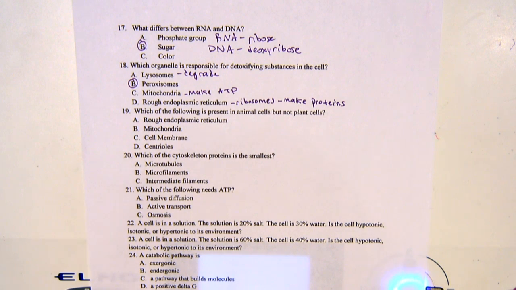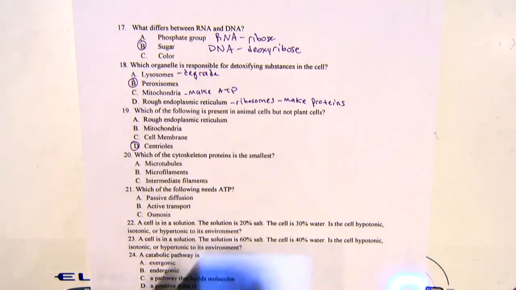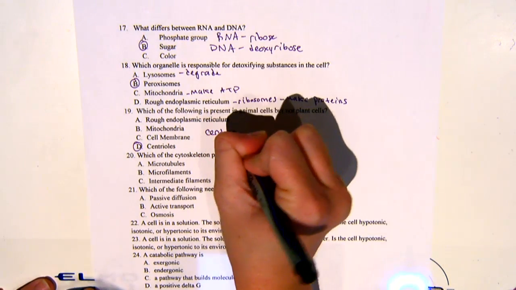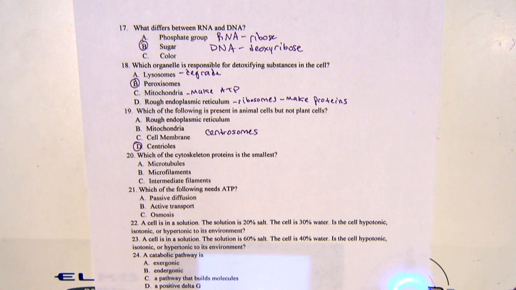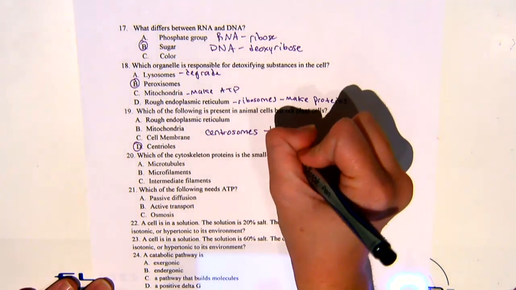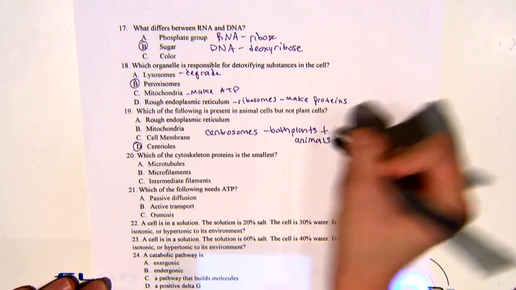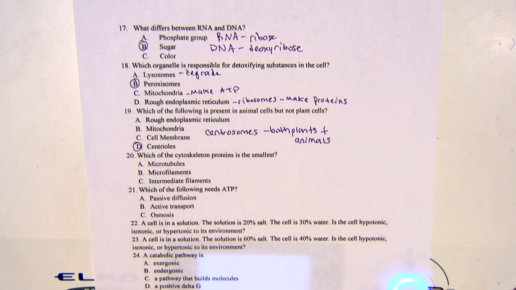Which of the following is present in animal cells but not plants? So this one is going to be centrioles. Both plant and animal cells are going to have rough ER, mitochondria, and cell membranes, but only animal cells are going to have centrioles. However, both plants and animals have centrosomes, but only animal cells have centrioles within their centrosomes. So centrosomes are in both plants and animals, but only animal cells have centrioles.